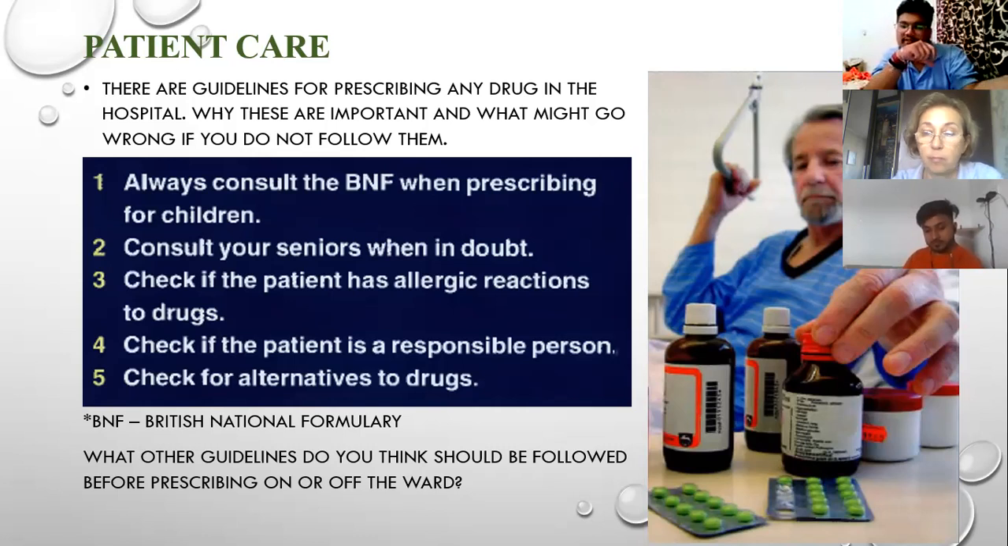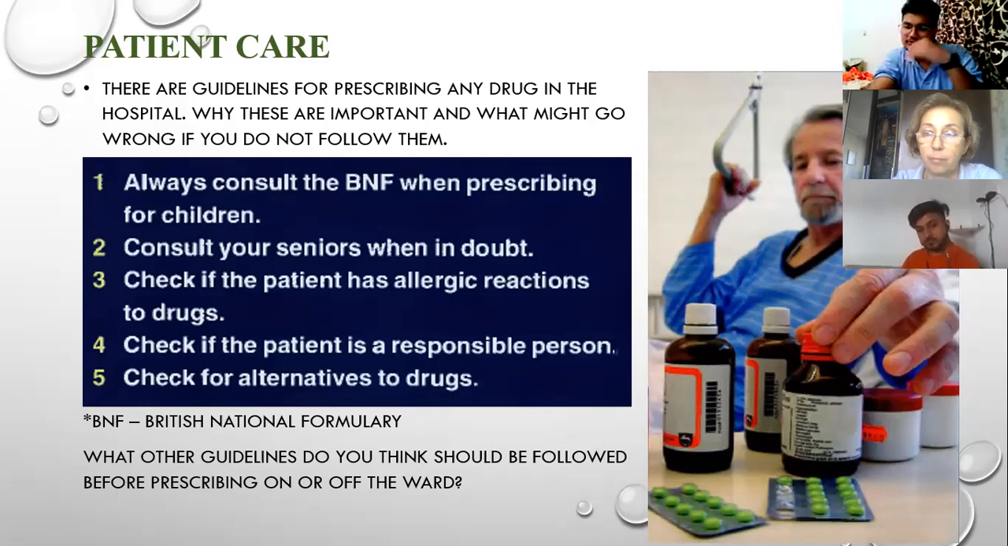And ma'am, this BNF part is the British National Formulary. It is a set of rules and books where they keep scales of different pharmaceutical data, and it helps them to differentiate. This person is weighing 50 kilograms, so he should be given this drug in this amount. He is weighing 100 kilograms, so he should be given this dose. So this was the point.